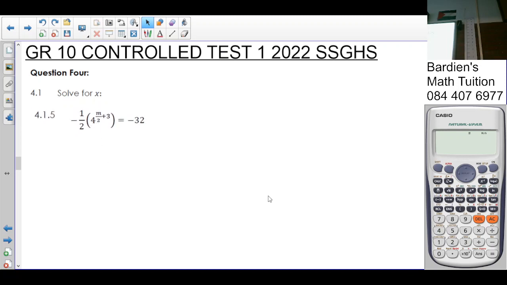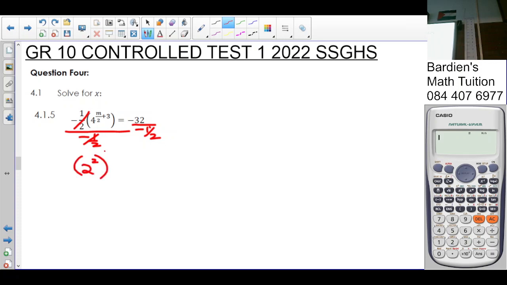Alright, so what do we do first? Our first step is to get that 4 on its own. So I divide by negative half both sides. So that cancels, of course. So 4 can be written as 2 squared raised to the exponent m over 2 plus 3 equals. Now negative divided by negative is positive. 32 divided by half is 64. Not so? That is 64.